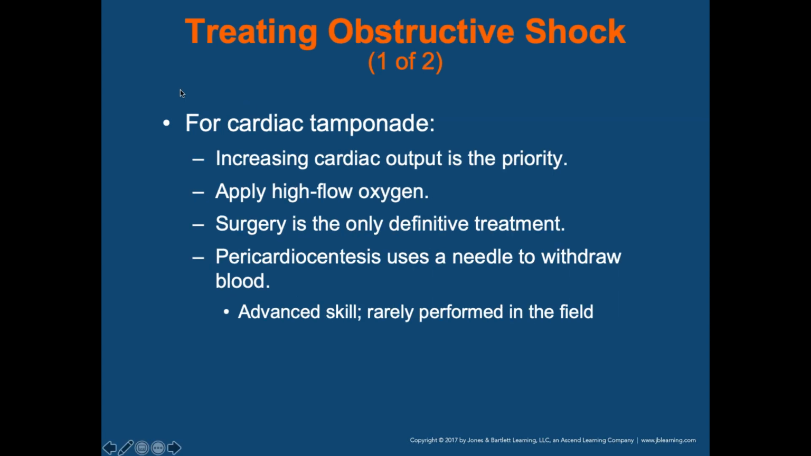All right, for treating obstructive shock, for cardiac tamponade, increased cardiac output is the priority. So high flow oxygen and surgery really is the only definitive treatment. So they need what they call a pericardiocentesis, which uses a needle to withdraw blood. This is an advanced skill rarely performed in the field. I have never seen it done in the field, at least not in New Hampshire or Maine. So again, it might be something that you need critical care transport for. And I'm sure they're not going to be doing it in the helicopters as well. They probably can do it, but if they're going to do it, they're doing it in the back of the ambulance before they go onto the helicopter for the ride.